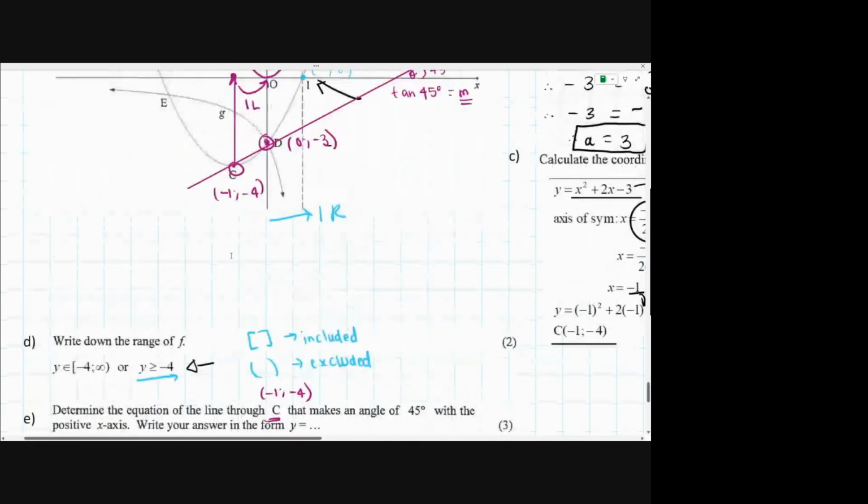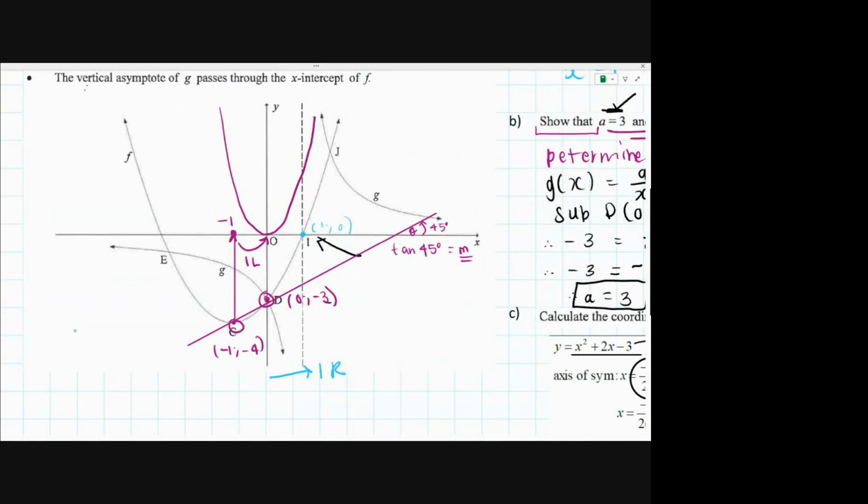So because this was the range of my parabola, my range is all the y values. So from the turning point, I've got graph and all the way up from my turning point.